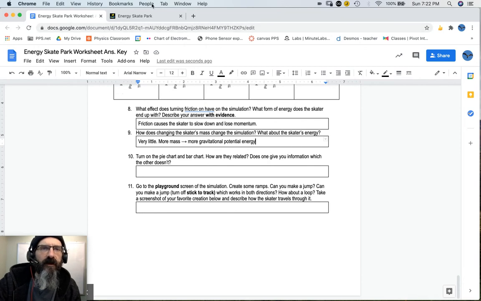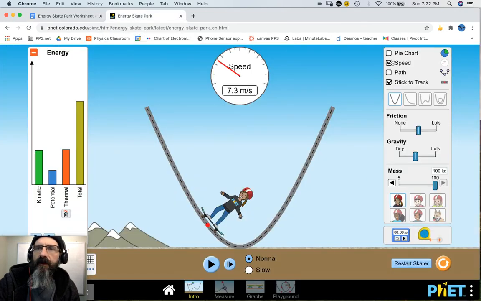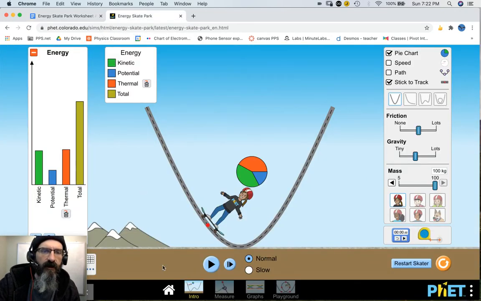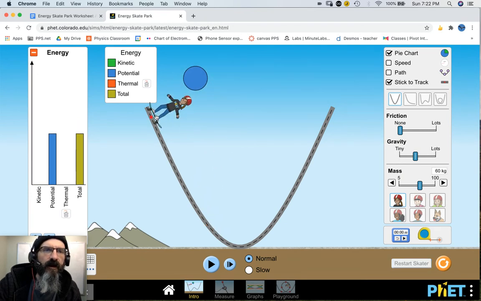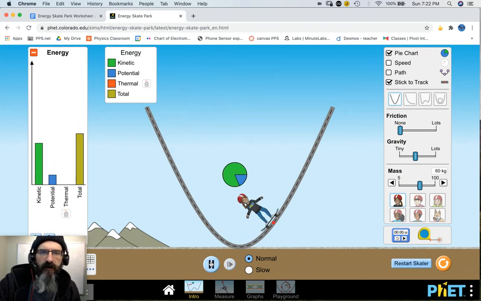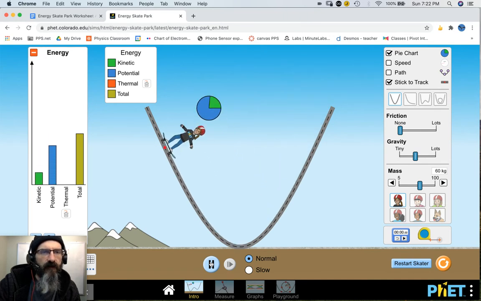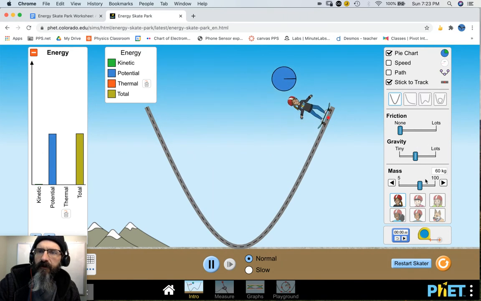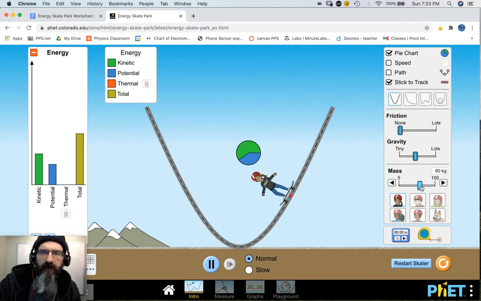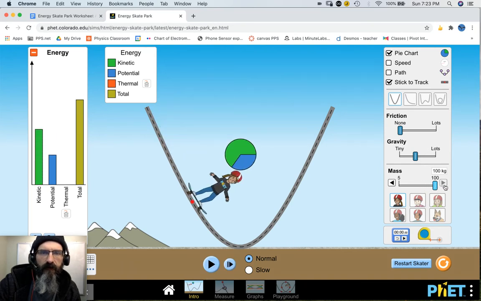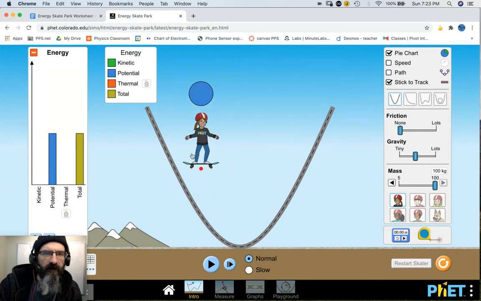Turn on the pie chart and the bar chart. How are they related? Does one give information which the other doesn't? All right, get rid of the speed, turn on the pie chart. I'm gonna turn off friction just to simplify the look of things and bring their mass down to about halfway. All right, so we'll start it up. And, well, here's the thing I'm gonna try. Remember I said that changing their mass changes the total energy. So does the pie look any different? The bar gets bigger.